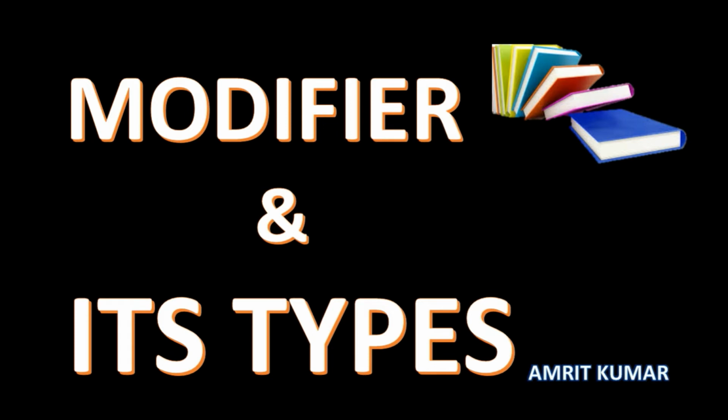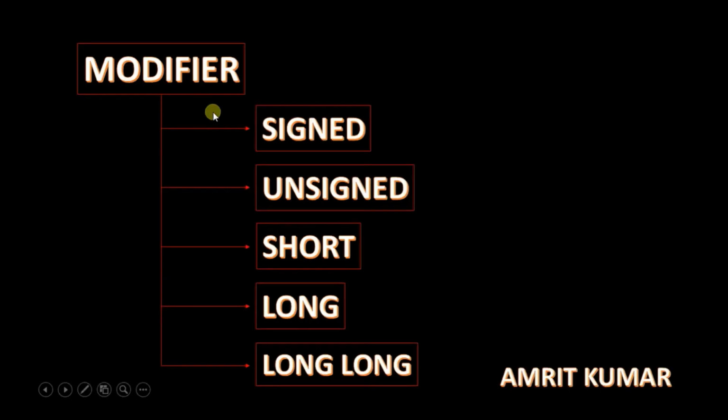We have studied about the modifier and its types in the previous video also, so let's look at them again. Modifiers are classified into these 5 sections: signed, unsigned, short, long, long long. We studied the modifiers used with the character, signed and unsigned. After that we studied the modifiers used with the integer, again signed and unsigned. Now in this video we are going to learn how short and long are used with the integer.